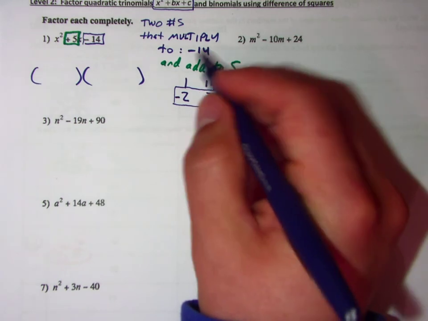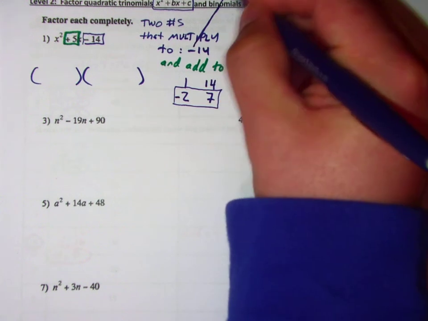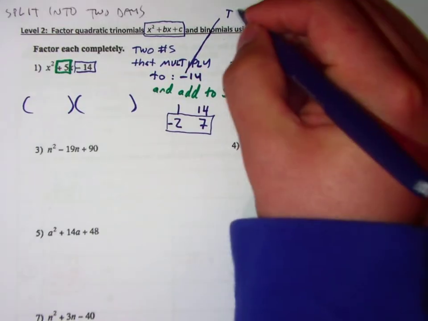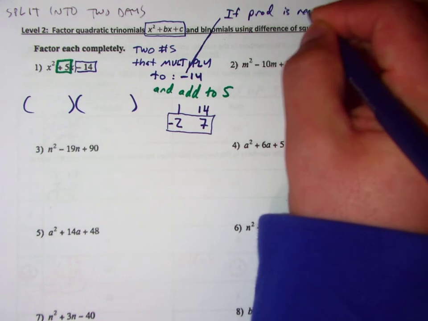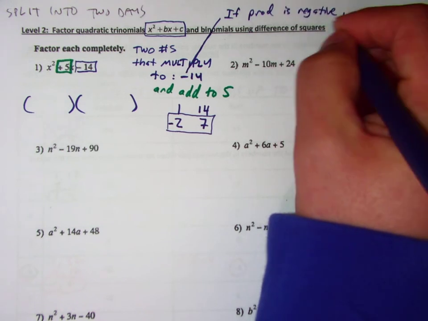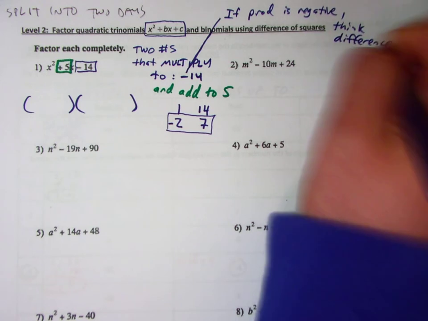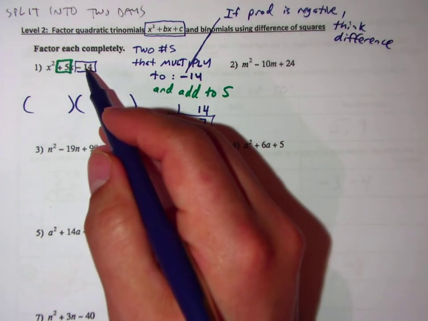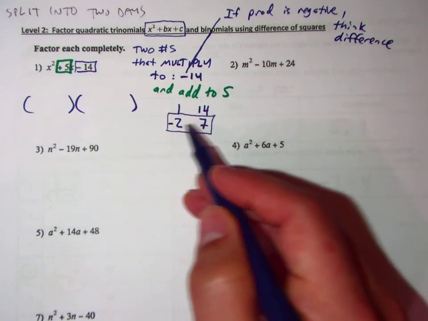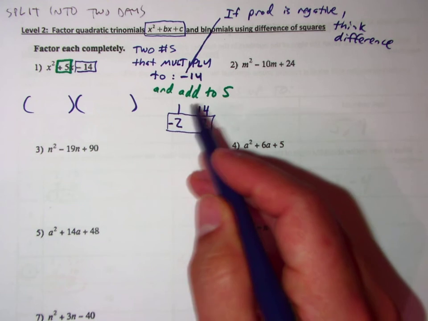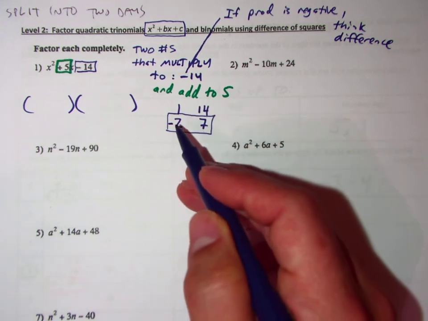Okay? I always think whenever there's a negative product, so if the product is negative, think difference. So if you see a negative product like negative 14, think, okay, which of these have a difference of 5? That would be 2 and 7. And now, if I want it to be positive 5, you keep the bigger number positive and make the smaller one negative. And so that's what you put in here.